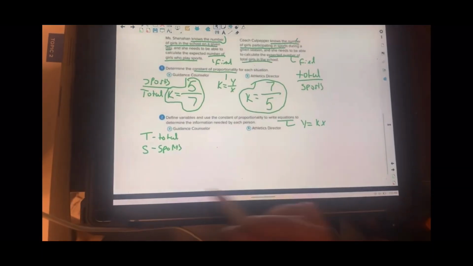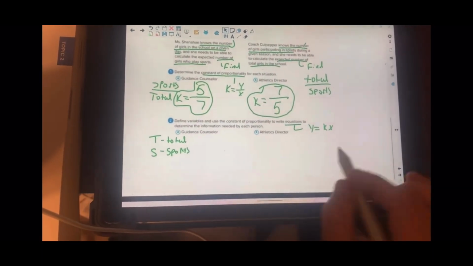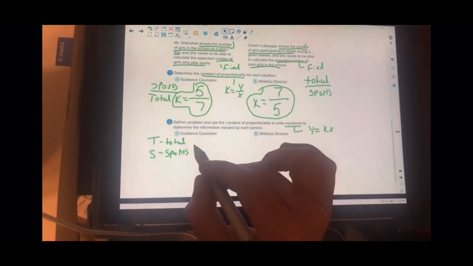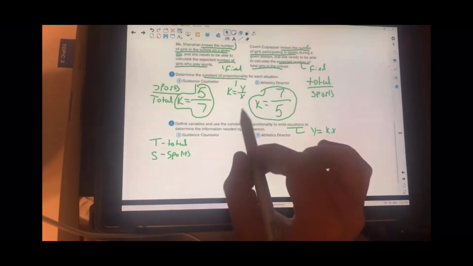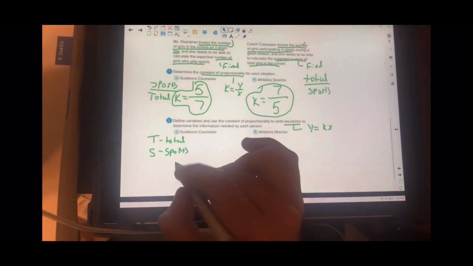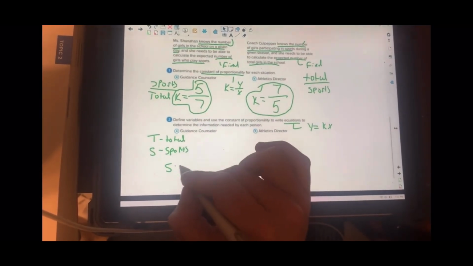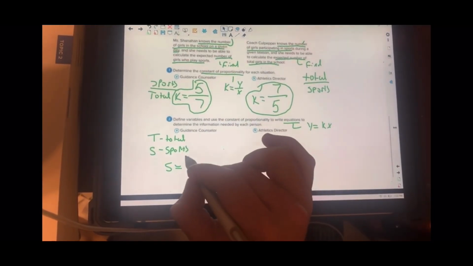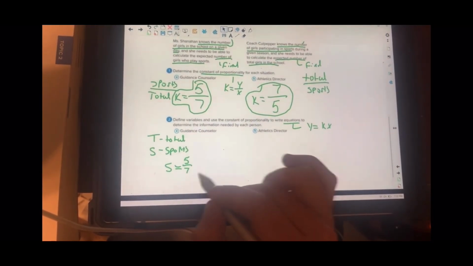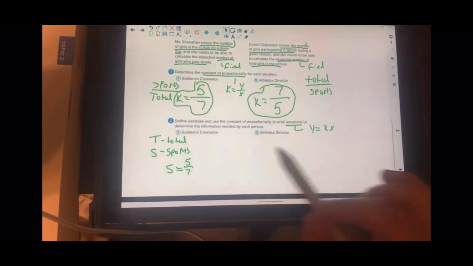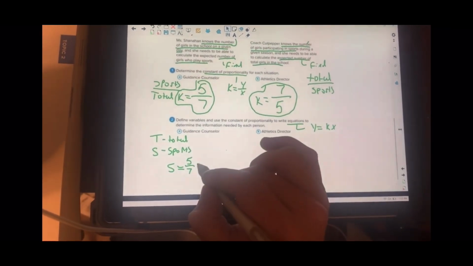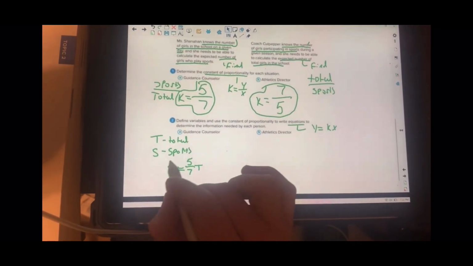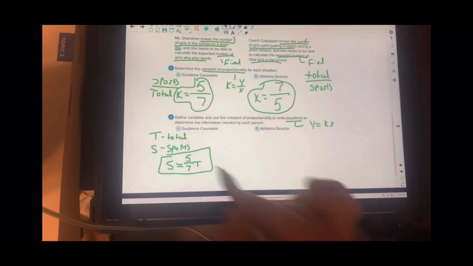Now I just have to write the equation using my variables. So y for the guidance counselor is what I'm trying to find. They're trying to find the girls who play sports. So the girls who play sports equals the constant, which is k, which in the guidance counselor's case is 5 over 7. And then they already know the total number of girls. So t, that is your equation for the guidance counselor.